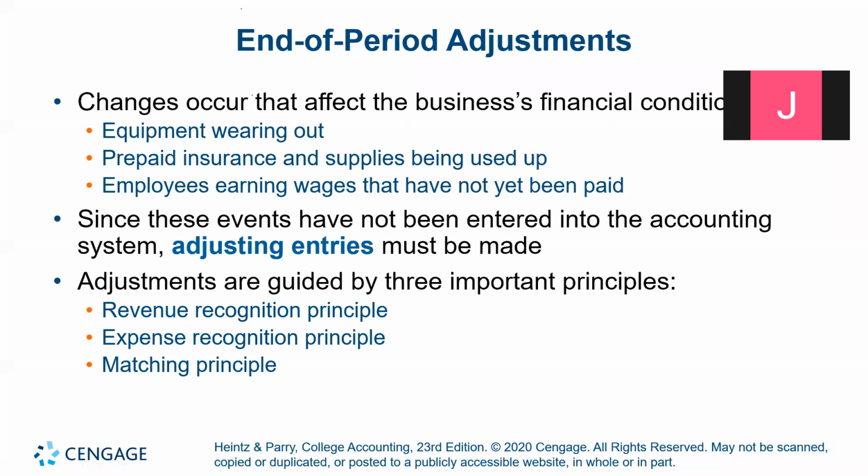Okay. Prepare end of the period adjustments. At the end of the month, certain things have happened that we can record. Equipment was wearing out. Big, expensive equipment, long-term assets, that equipment's wearing out. We're allowed to depreciate that. Prepaid insurance, prepaid supplies, prepaid rent, prepaid taxes are being used up. We need to write an entry to record the extent of that expense.